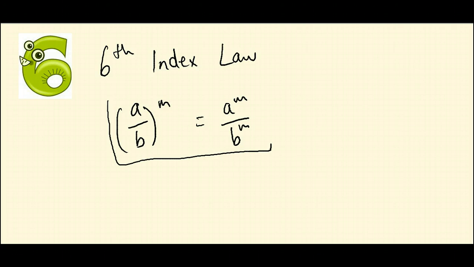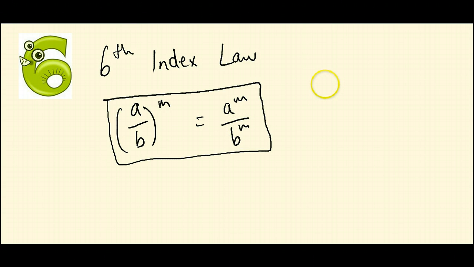Okay, the final index law is this right here. We've got a fraction inside some brackets, and that whole bracket is being raised to the power of m. That's going to give you whatever's on top of the fraction to the power of m divided by whatever's on the bottom of the fraction to the power of m. Okay, let's put that into an example.